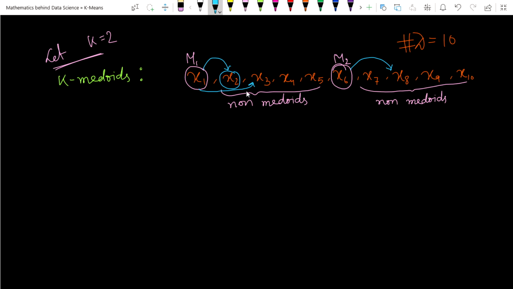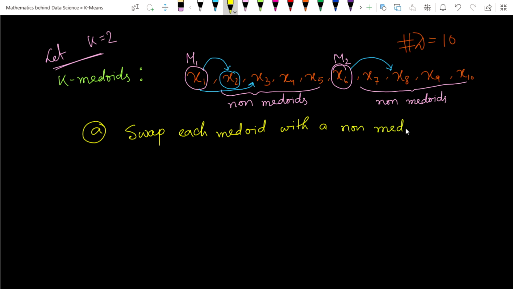Okay, so let's try to understand these things step by step. In the first step, we have to swap each Medoid with a non-Medoid point. That is the first thing that we have to do. First we have to swap each Medoid to a non-Medoid point.